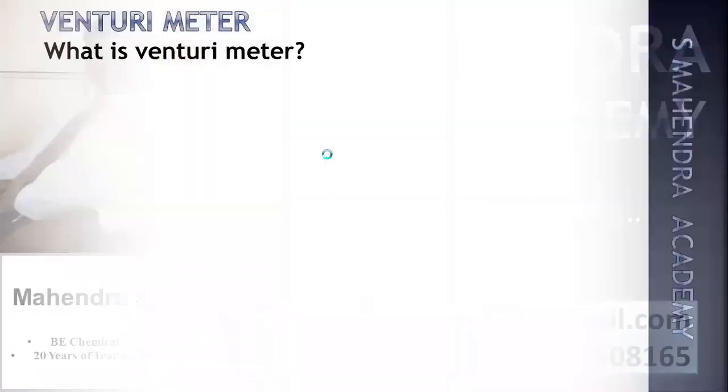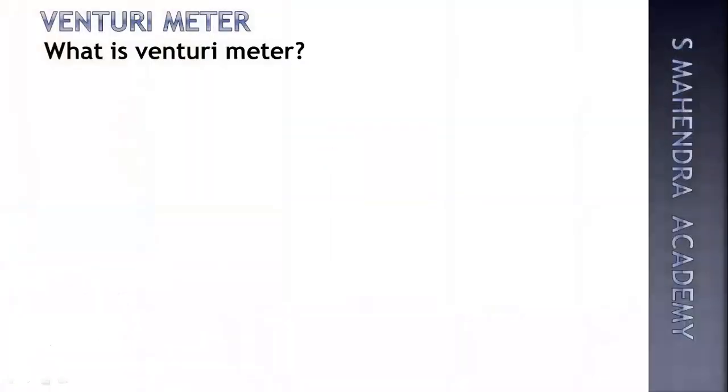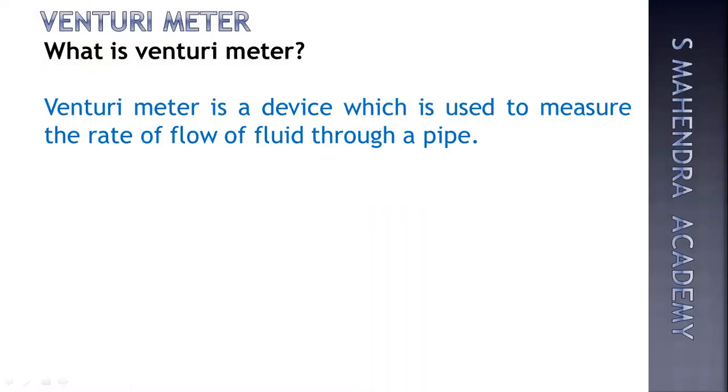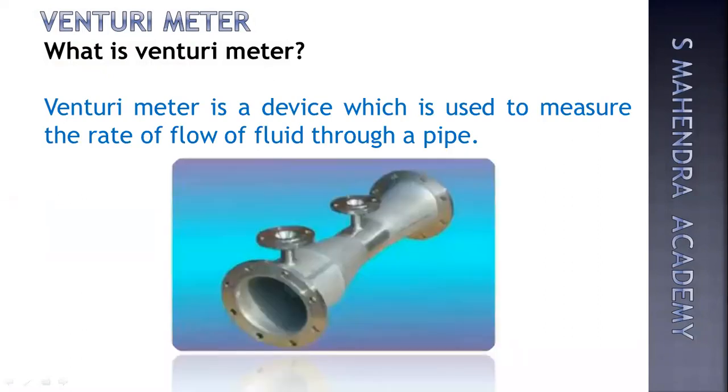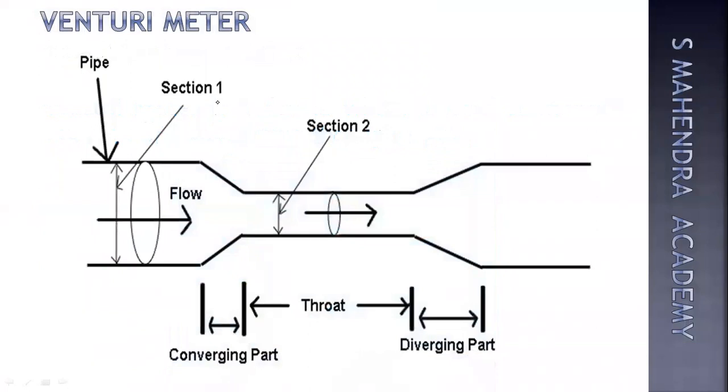In this session, we are going to study venturimeter. What is venturimeter? Venturimeter is a device which is used to measure the rate of flow of fluid through a pipe. Here is how a venturimeter looks like. Now we will see the construction of venturimeter.